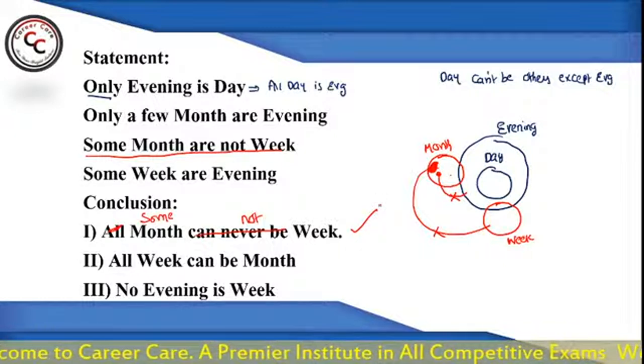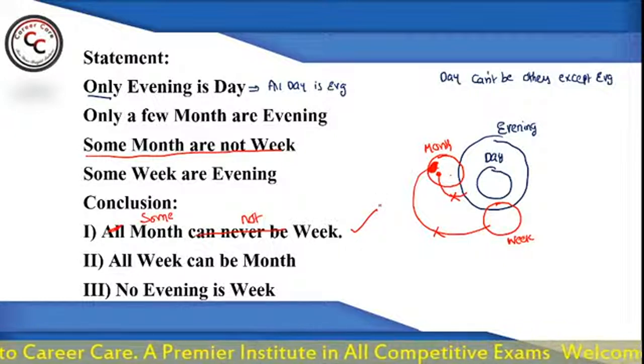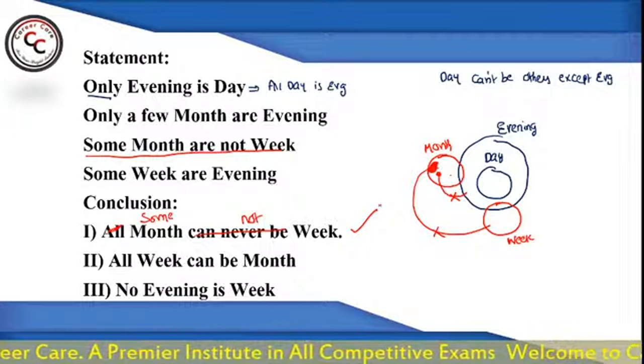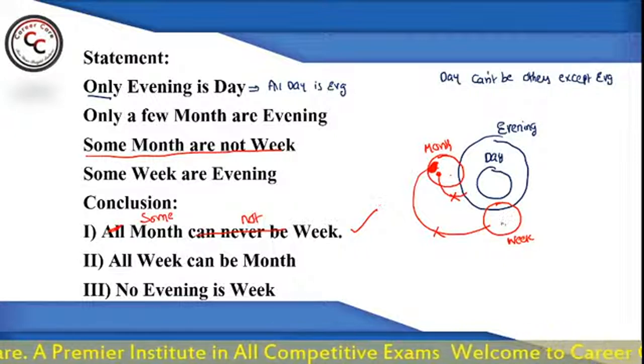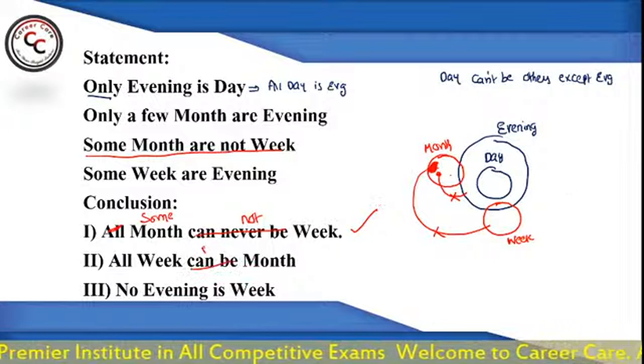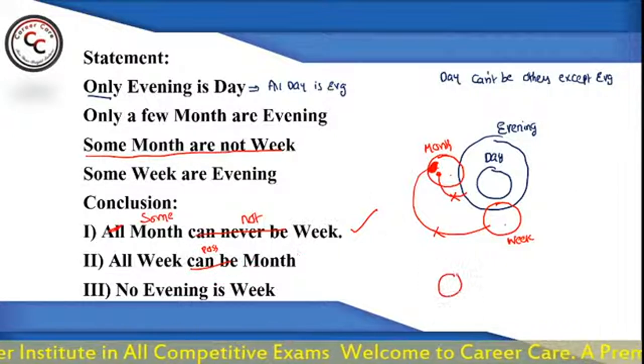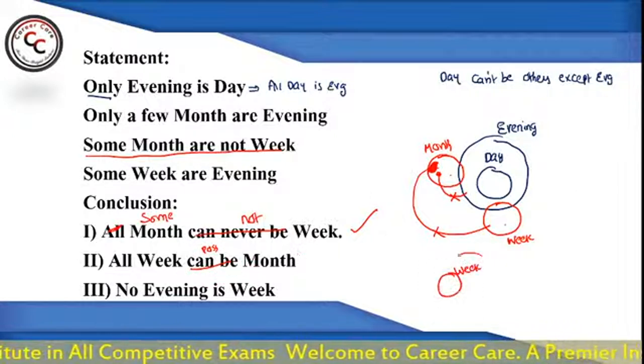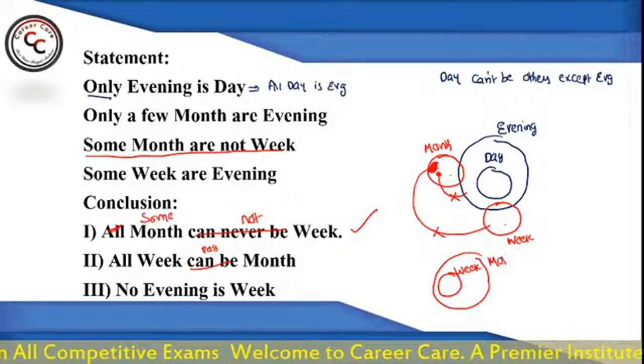Right? Anuhani is saying one follows. Right? Now look at 2. What does 2 say? All week can be month. So week, month, can denote possibility case. So all week, month. Now check once with respect to the statement.